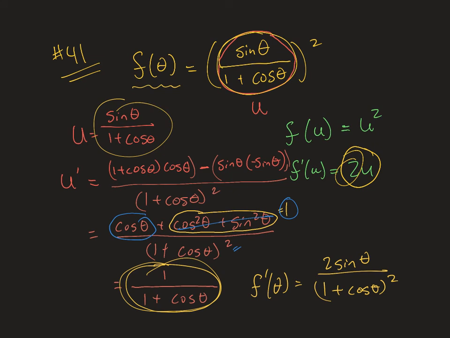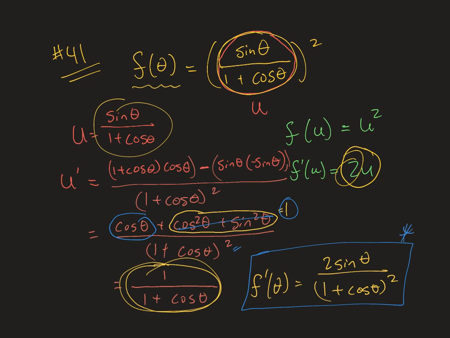And that is the derivative, all squeezed on one slide. It could be worse, but 2 sine theta over the quantity 1 plus cosine theta squared. 1 plus cosine theta quantity squared is usually how we say that. So this thing right here, that's the derivative.